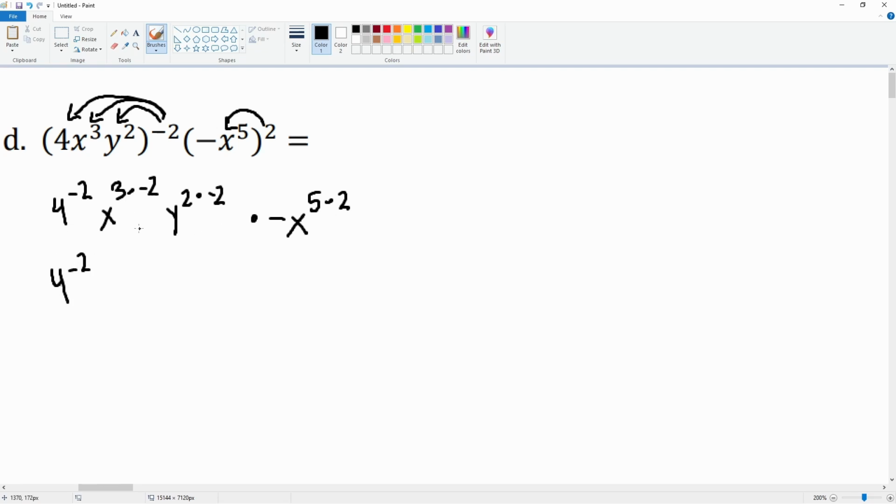Let's deal with the letters first. X becomes 3 times -2 is -6. Y becomes -4. This is -x to the 10th power. Oh, we can combine some things. So do you see how we have x to the 6 and -x to the 10th? Okay, what we can do is we can add these exponents.